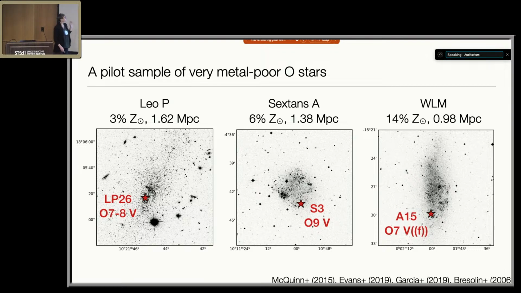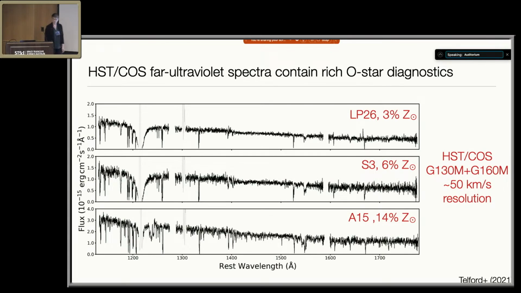And so these 3 stars are found in galaxies from 3 to 14% solar metallicity in terms of their gas phase oxygen abundance. And our team observed these 3 stars with COS, and these spectra are all included in that Ulysses archival sample that was mentioned earlier. So we chose to use the moderate resolution G130M and G160M gratings, which give us better than 50 kilometer per second resolution. And this is important because it allows us to detect weak photospheric features and also resolve detailed line profiles.